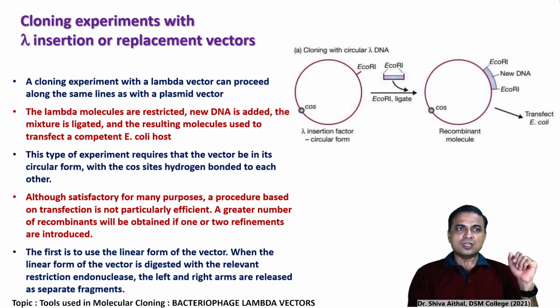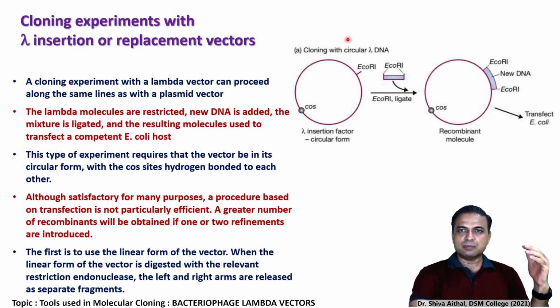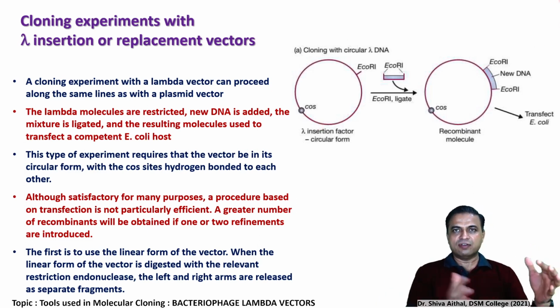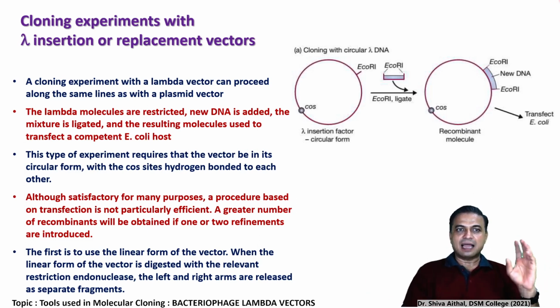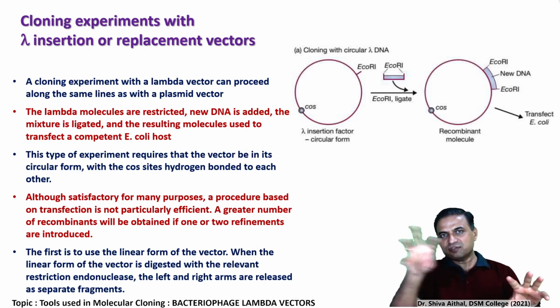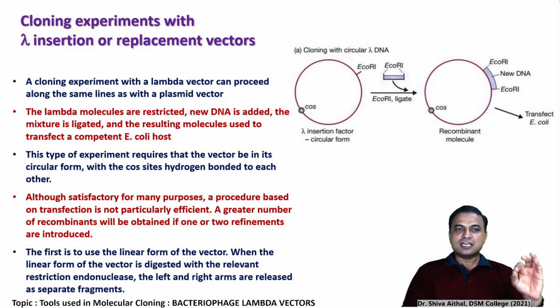Now, how are the cloning experiments with lambda insertion or replacement vectors carried out? It follows certain steps. This is the ultimate aim of why we are studying bacteriophage as cloning vectors. The cloning experiment with lambda phage can proceed along the same lines as with the plasmid vector, that is, how the gene of interest is inserted inside it. The lambda molecules are first restricted, new DNA is added, the mixture is ligated, and the resulting molecules are used to transfect a competent E. coli.